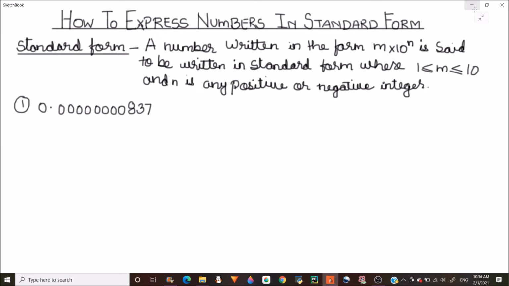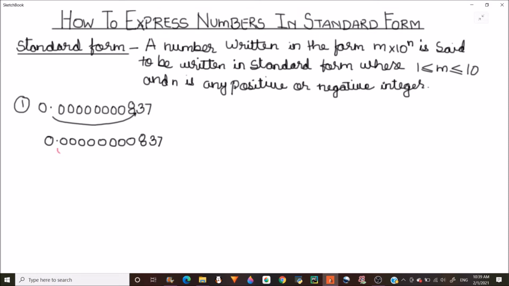So let's clarify this with the help of a few examples. In our first example, we have a number which is very small. We need to write this number in the form m times 10 to the power n to make it standard form. For this, we have to move the decimal point to a place where this number is between 1 and 10. So we have to bring the decimal point just next to 8. This is our first step, to move the decimal point to a place which makes this number between 1 and 10.